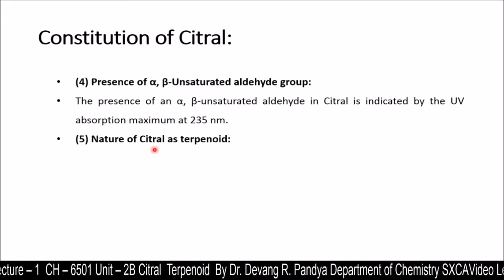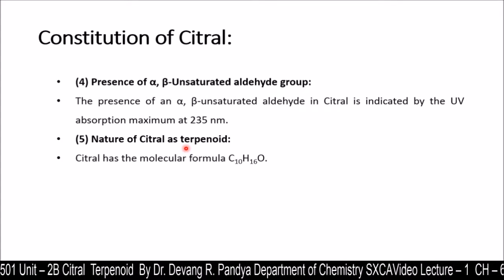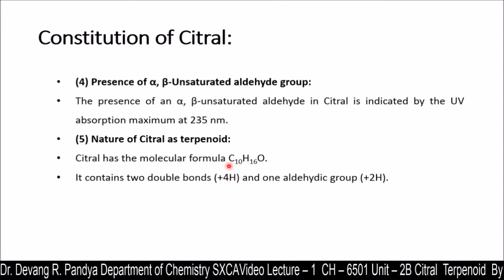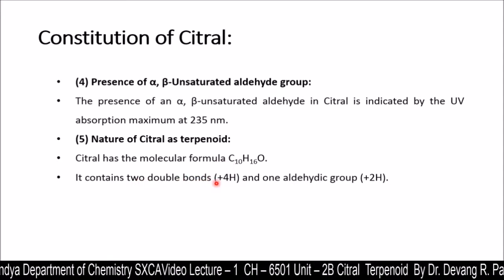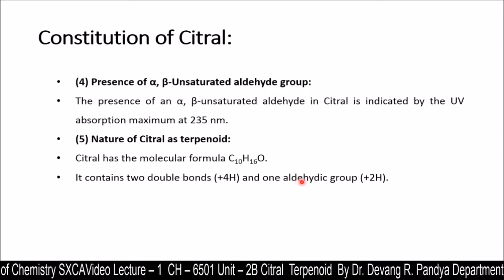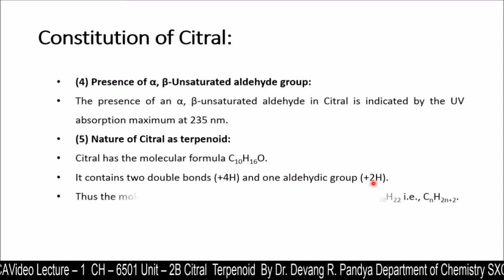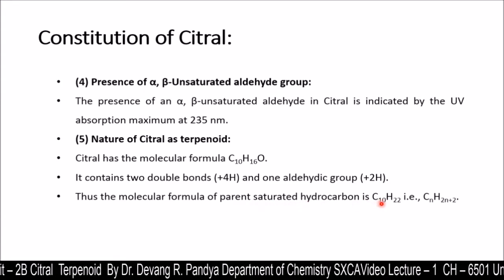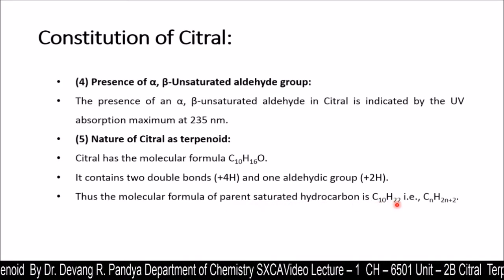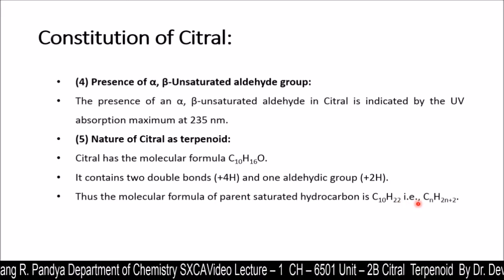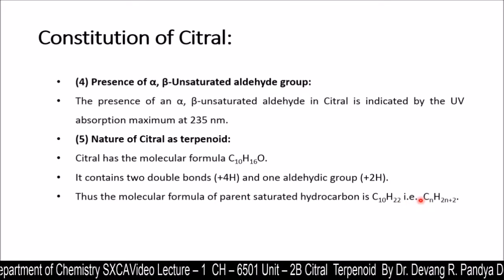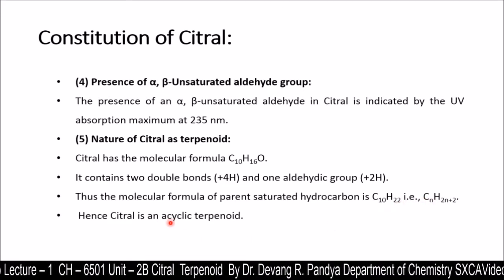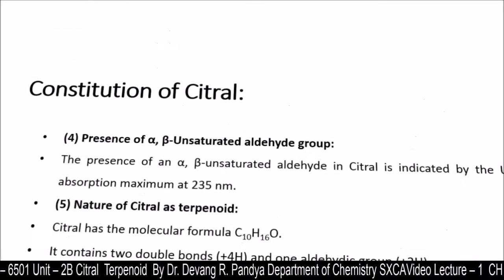The nature of citral as a terpenoid. Citral has the molecular formula C10H16O. It contains two double bonds with 4 protons and one aldehydic group with 2 protons. Thus, the molecular formula of the parent saturated hydrocarbon is C10H22, which fits the general formula CnH2n+2. Hence, citral is an acyclic terpenoid.